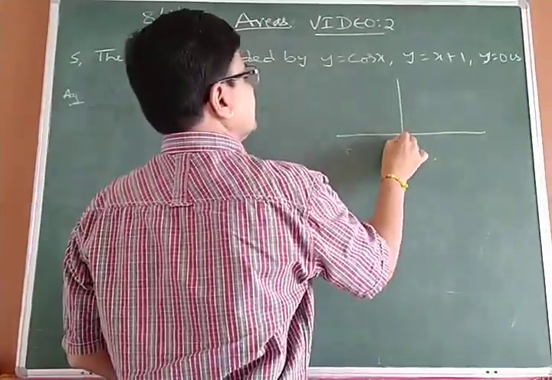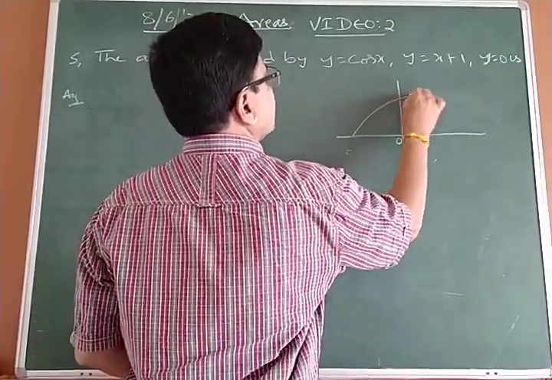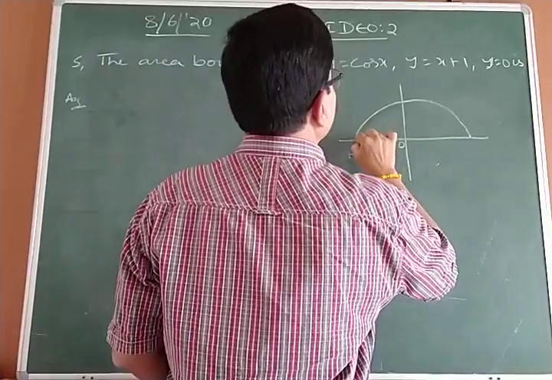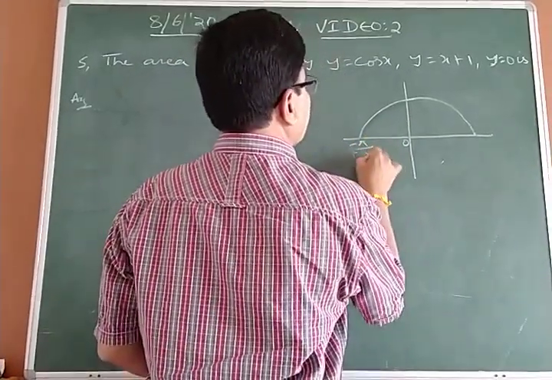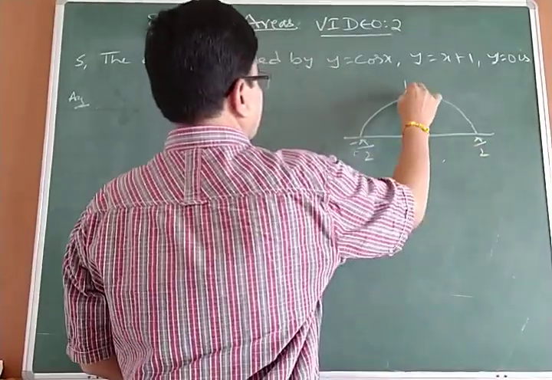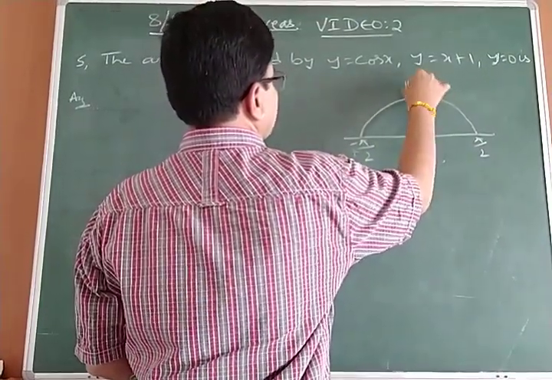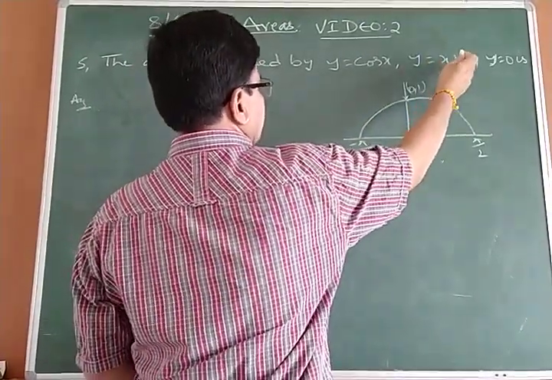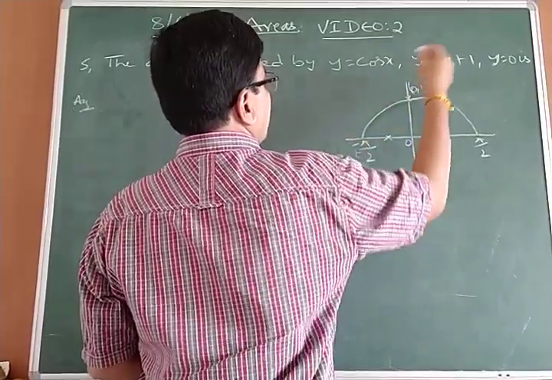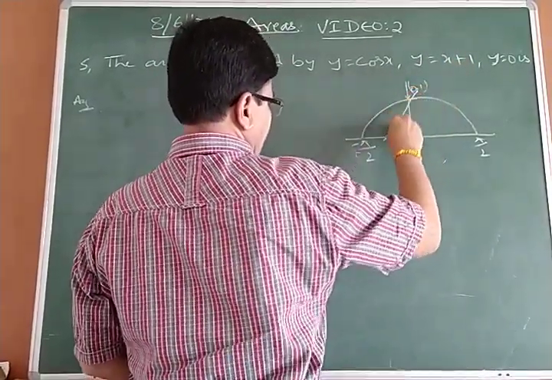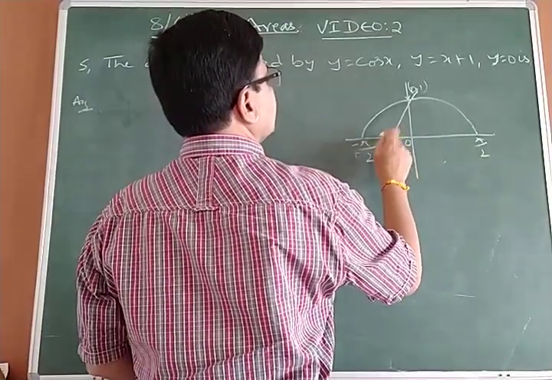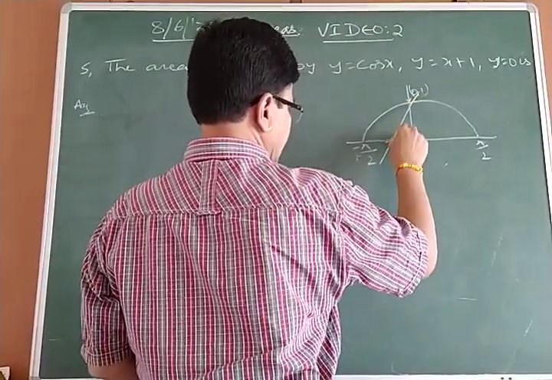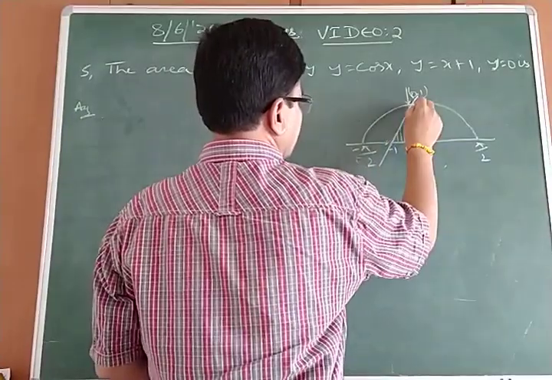These are the coordinate axes. It is the origin. Now this is the curve y is equal to cos x. This is minus pi by 2 to plus pi by 2 and it is 0 comma 1. The given line is y is equal to x plus 1. That means when y is equal to 0, x is equal to minus 1, and when x is equal to 0, y is equal to 1. So the given line is like this. This is minus 1. Now the area bounded by the curve and the given line: this is the area of the line and this is the area of the curve.